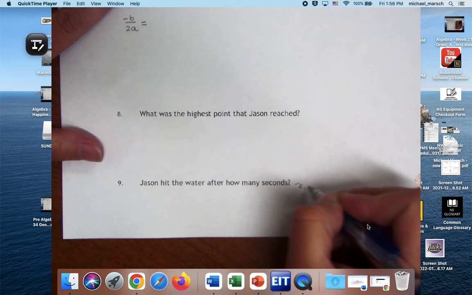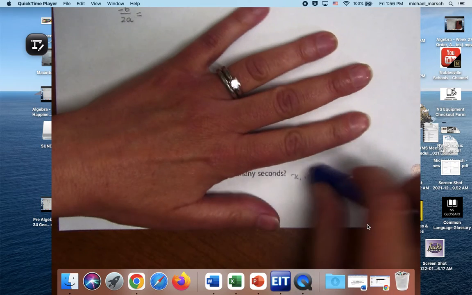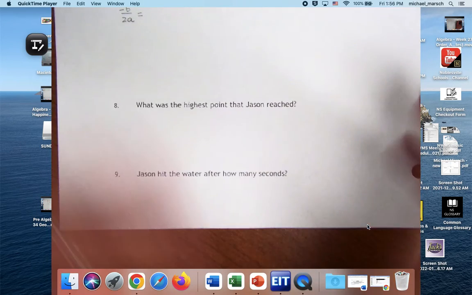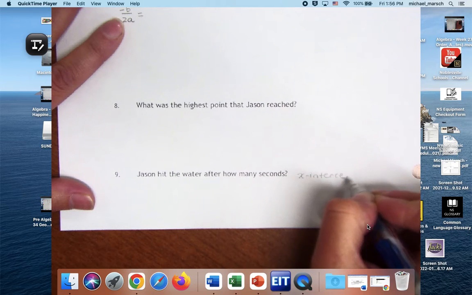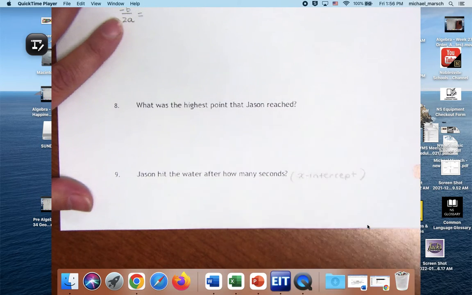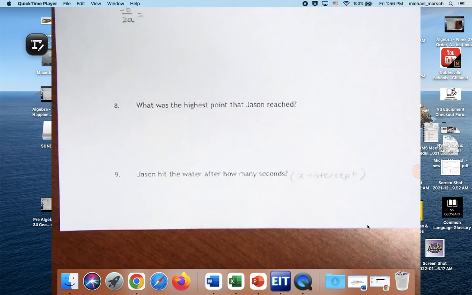X-intercept, which is not the same as the x value of the vertex. This is the x-intercept. Right? Okay. Look, this is my x-intercept here for when this diving board situation happened.